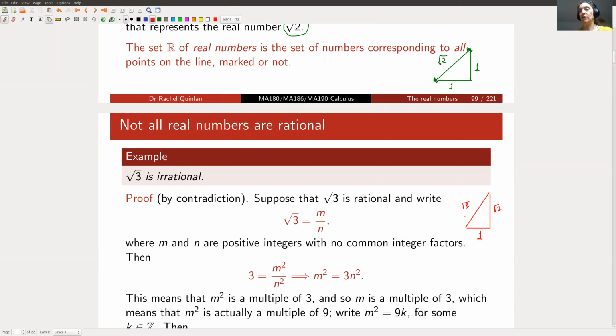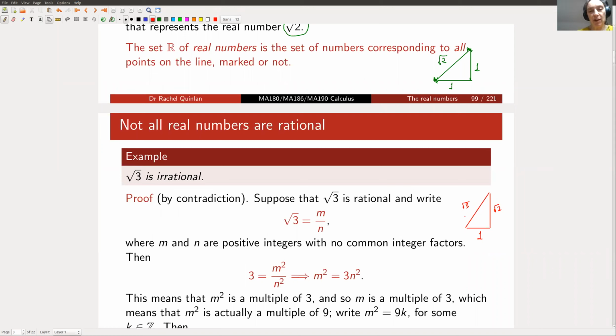Okay, so suppose we had such a fractional representation, then there's one step here, which is kind of a technical one, but it's worth giving some attention to. If we have such a fractional representation of the square root of 3, and if there are any common factors in the numerator and the denominator, we could cancel them off and end up with a fractional representation where there are no common factors between the numerator and denominator.